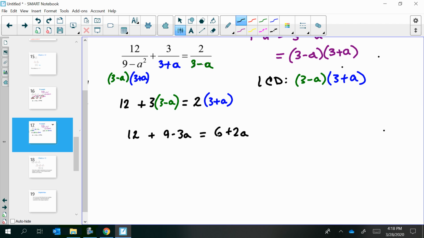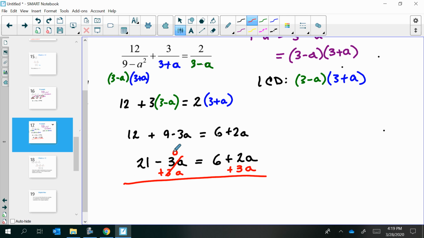Now that I have my new equation without any fractions in it, I can go ahead and simplify and solve for the variable. So I'll go ahead and combine like terms. So 12 plus 9, that's 21. Now that all of my like terms are combined on each side of the equal sign, and there's no other simplifying to do on either side, I can begin moving things across the equal sign, doing inverse operations to get a by itself. The first thing I'll do is move these 3a's over to the right.